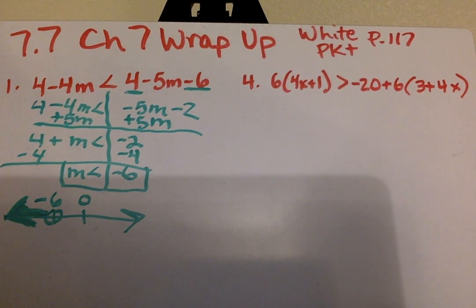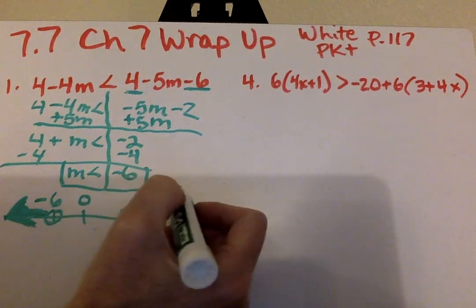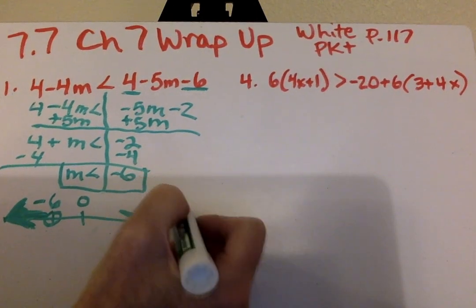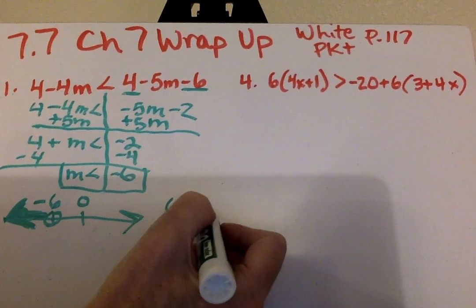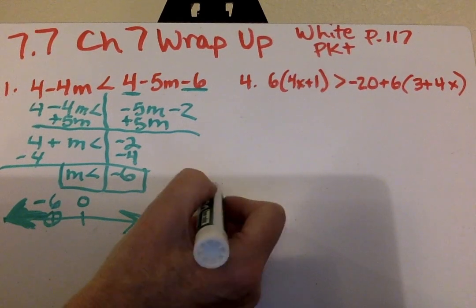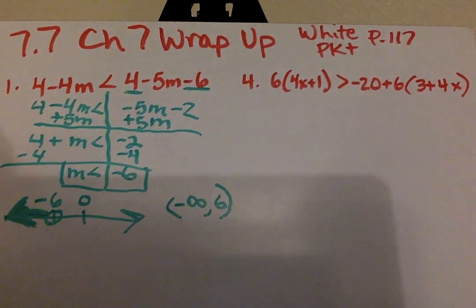Okay? So, and we also need to do our interval. We go from -infinity to -6, and we do not include -6, so it's a parenthesis, not a bracket. Okay? So there's number 1. Now I'm going to let you do 2 and 3. I'm going to jump to number 4, which looks a little more challenging.